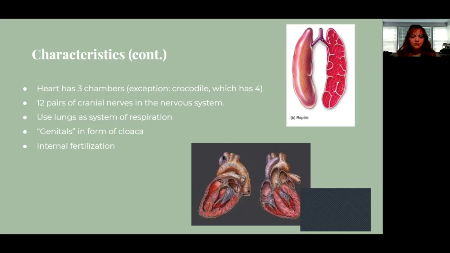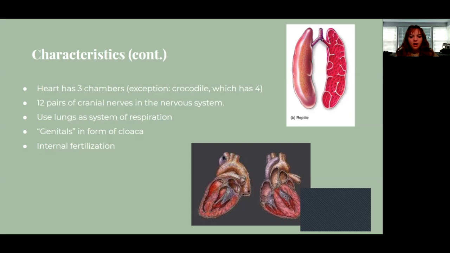So they do use lungs as their system of respiration, and their genitals are in the form of a cloaca. A cloaca is kind of like an all-in-one kind of a hole. It's where these reptiles excrete waste, so fecal matter and urine, but it's also where the reproductive parts are in reptiles. So in females, this is where the eggs are, and in males, this is where the sperm is ejaculated from.